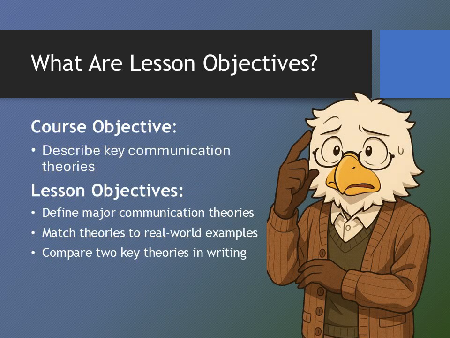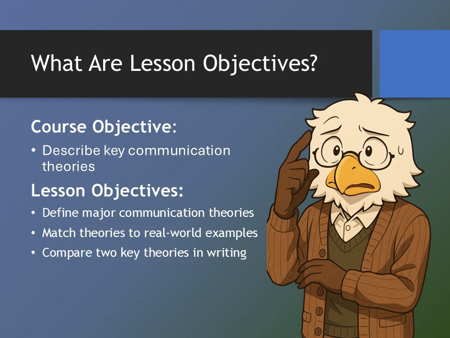Lesson objectives are short-term learning goals. They describe what students will be able to do by the end of a specific lesson or module. If a course objective is your destination, lesson objectives are the steps that get you there. And just like course objectives, they need to be measurable, clear, and action-oriented.